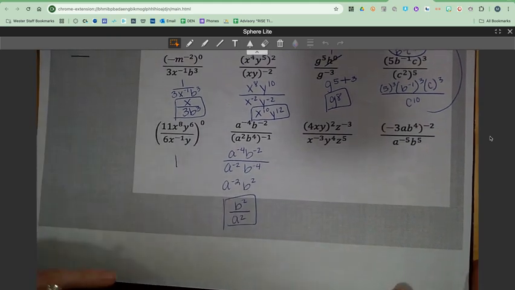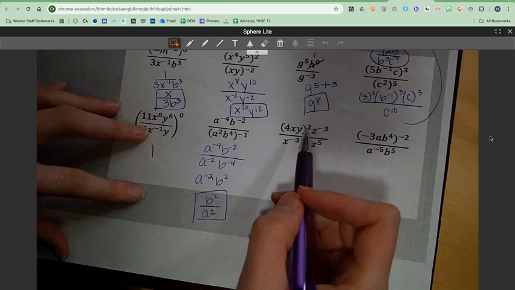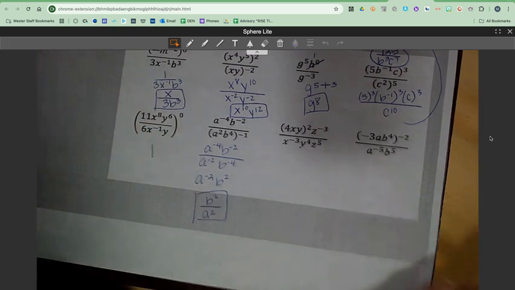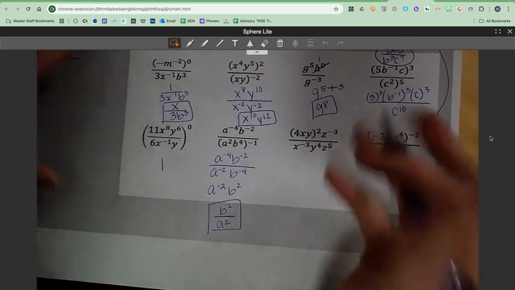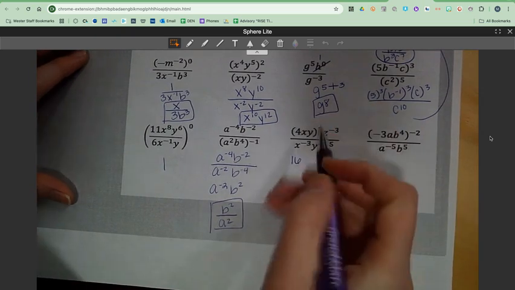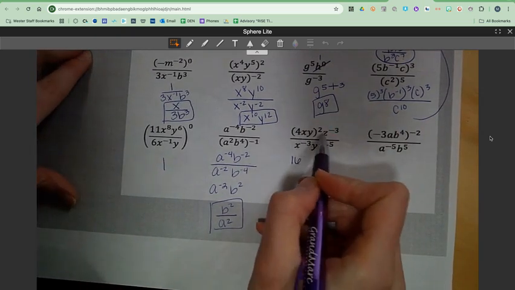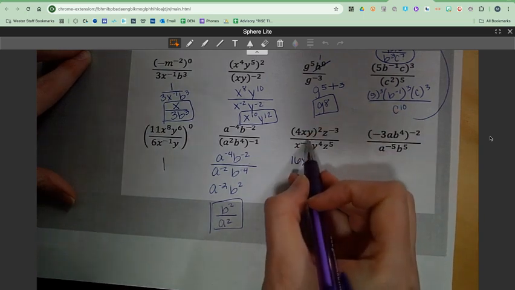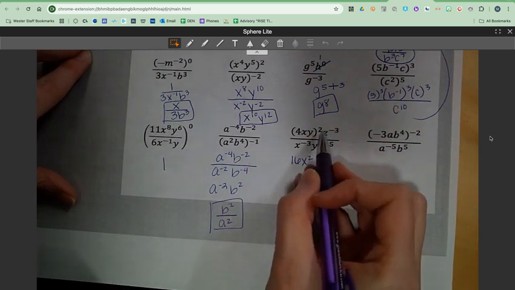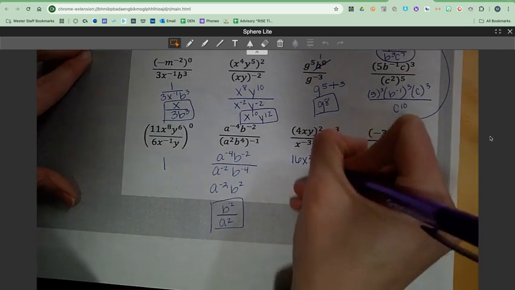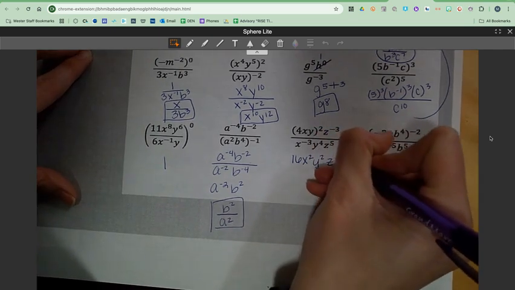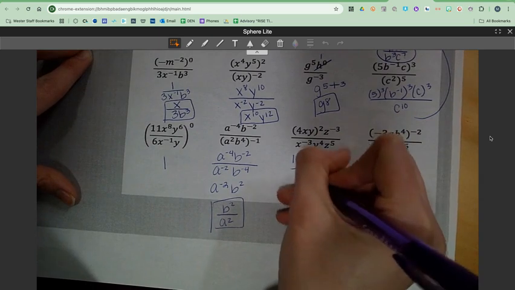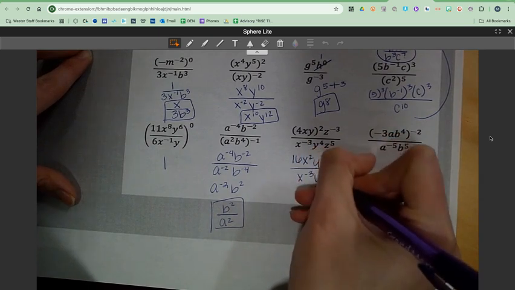All right, last two, and then we'll be moving on. We're going to distribute our exponent of 2 first. Well, we're going to do 4 squared. Well, that becomes 16. This x currently has an exponent of 1, so that 2 times 1 is going to be 2. The y also has an exponent of 1, so 1 times 2 is still 2. And then we're going to keep our z to the negative 3 and keep everything else that is in the denominator.